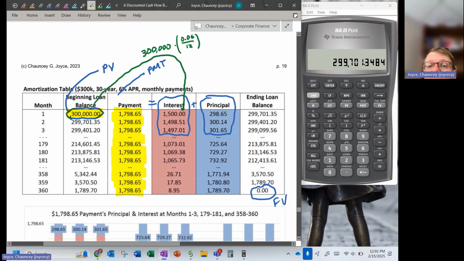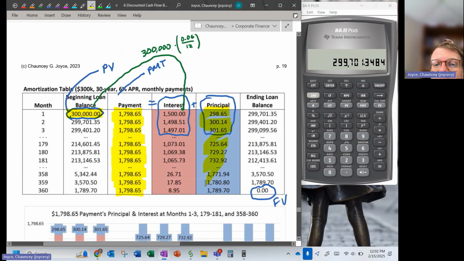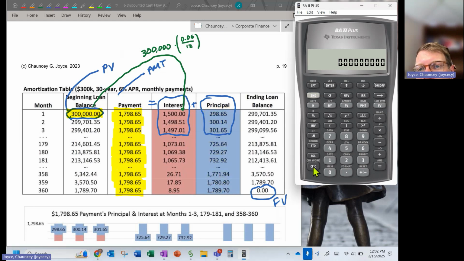You could think of that also as stripping out the interest effect and just adding up the principal remaining of those payments. So let's take a look and double check. If we just compute that present value, we get 300,000. Now, if we say we made one payment already, there are 359 payments remaining. Let's compute that present value.